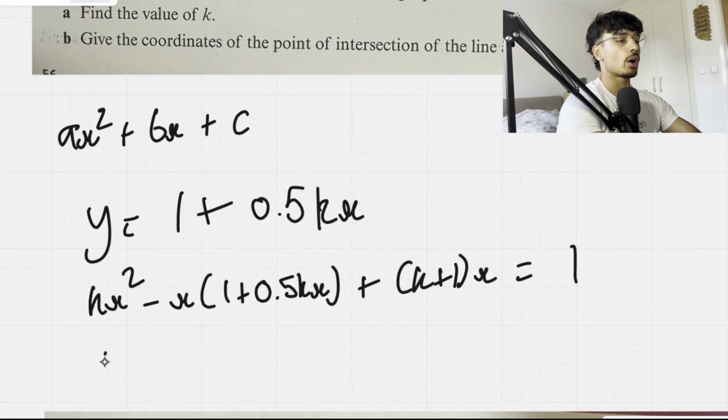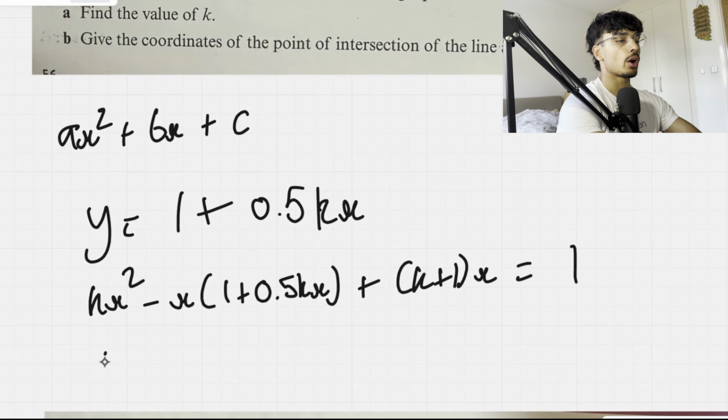Okay, we can double this to get kx squared plus 2kx minus 2 is equal to 0. So we know that b squared minus 4ac is going to be equal to 0. So b squared, that's going to be (2k) squared minus 4 times k times negative 2 is equal to 0. Okay, so 4k squared plus 8k is equal to 0. So 4k(k plus 2) is equal to 0. Hence, k is equal to negative 2.